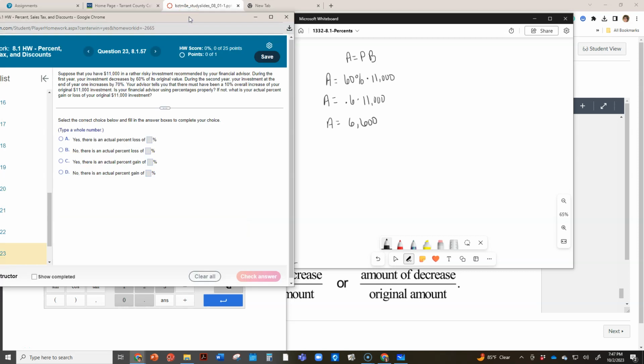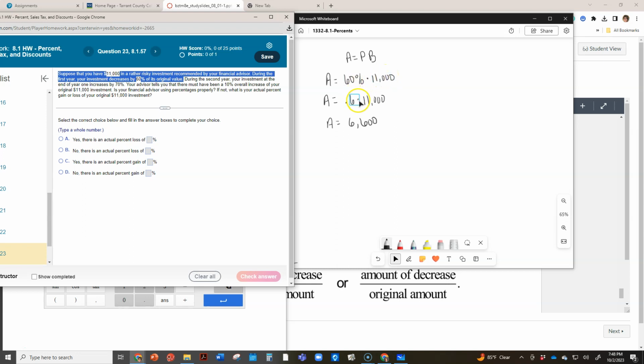Okay, so for problem number 23, it's a two-part problem. You have this first part of the problem that I've highlighted right here. We're going to use the formula A equals P times B, where we're trying to find the amount of the decrease, the amount of money that the investment decreased. That's what we're going to calculate. And we do that by finding what 60% of $11,000 is.